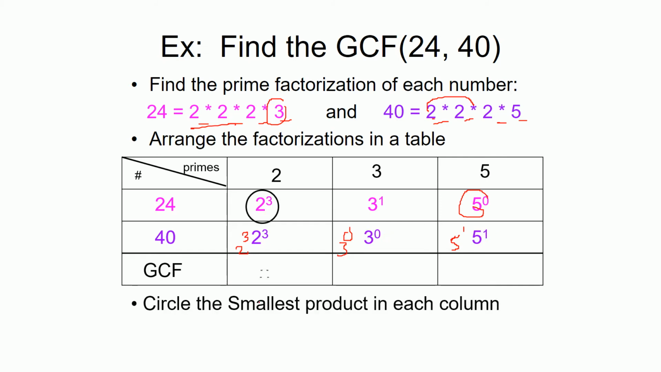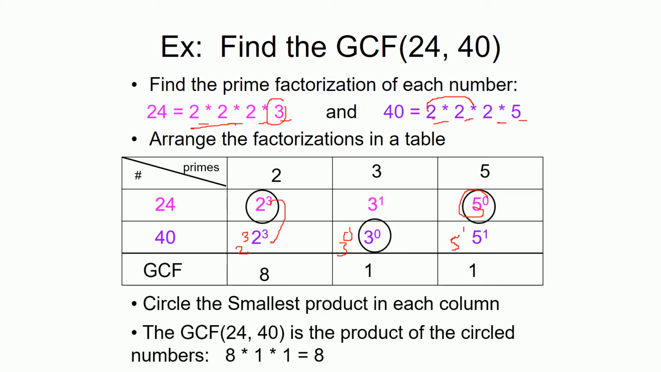For the GCF, we circle the smallest power in each column. What is the smallest? These two are the same, so it is 8. 1 and 0, which is the smallest? 3 to the power 0, that is 1. Which is the smallest? 5 to the power 0, which is 1. So 8, 1, 1. Now we multiply them. We have circled the smallest in each column. The GCF of 24 and 40 will be 8 times 1 times 1, that is 8.